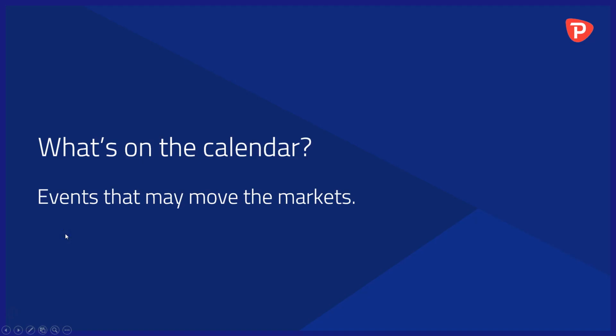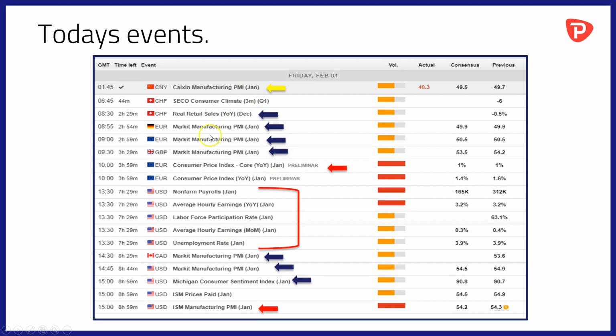Okay then, what's on the calendar? Events that may move the markets today. It's a pretty important calendar, pretty compact, but as I say, filled with data. We've already had the Caixin manufacturing PMI data out of China for the month of January. Remember, we looked at the official PMI data yesterday. It's another disappointing number, and again we'll look at that in a bit more detail momentarily.